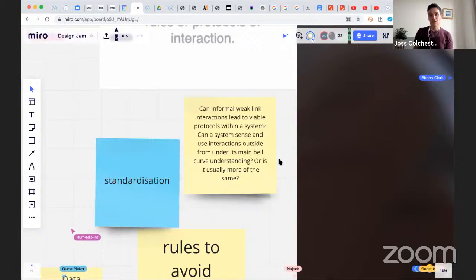So can informal weak links interactions lead to viable protocols within a system? Can a system sense and use interactions from under its main bell curve understanding, or is it usually more of the same? Anybody want to explain this? Yeah, that was me.